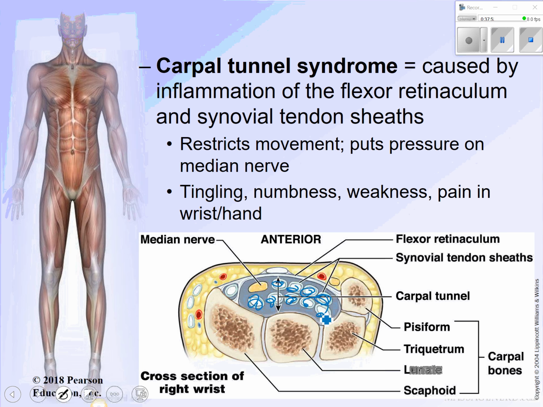When they become inflamed, it irritates the median nerve. It restricts the movement and puts pressure on the median nerve, which causes tingling, numbness, weakness, and pain in the wrist and the hand.